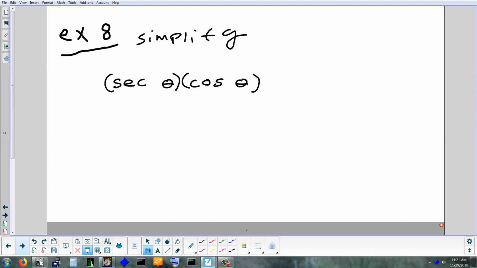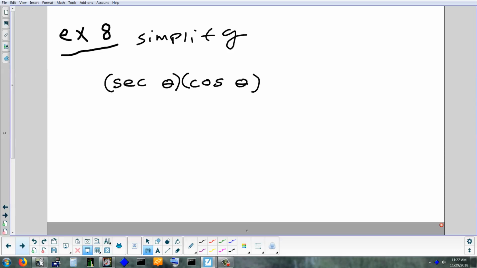So I'm going to suggest trying the same trick again. Change to sines and cosines. In fact, that's the only trick we know at the moment. Right, so let's start with secant. Someone tell me how I can rewrite secant in terms of just sines or cosines.